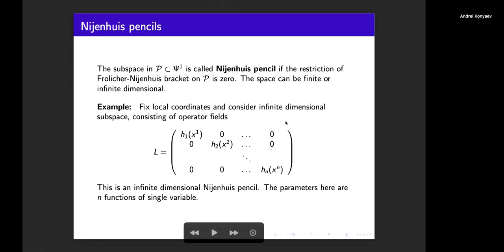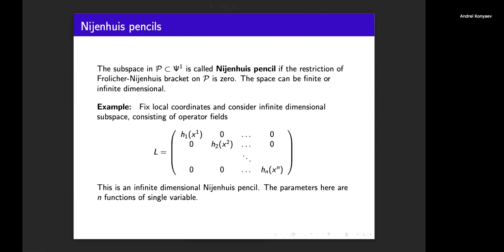If the bracket was skew symmetric, then any element K from this subspace with itself would have been zero. But in our case, it is symmetric. It is the Nijenhuis torsion. We remember that the bracket of an operator field with itself is the Nijenhuis torsion. So the restriction implies that we have a family of Nijenhuis operators with the following property. If we take a linear combination of these operator fields, then we get again a Nijenhuis operator, right?